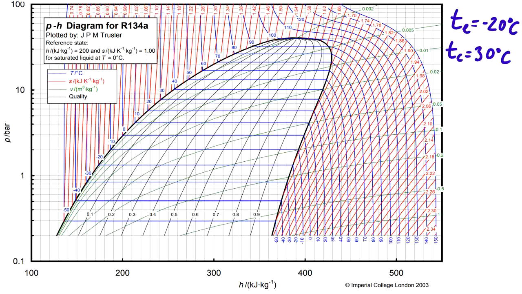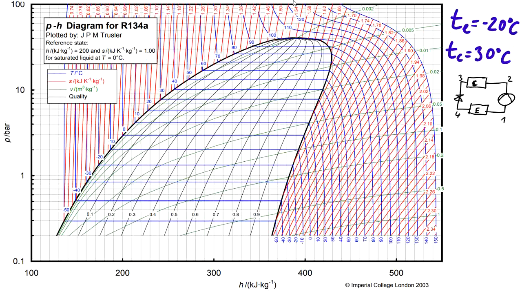So let's start with the evaporation temperature. Quickly show the cycle over here. Compressor, condenser, throttling valve, evaporator, and back to compressor. We'll have points 1, 2, 3 and 4.